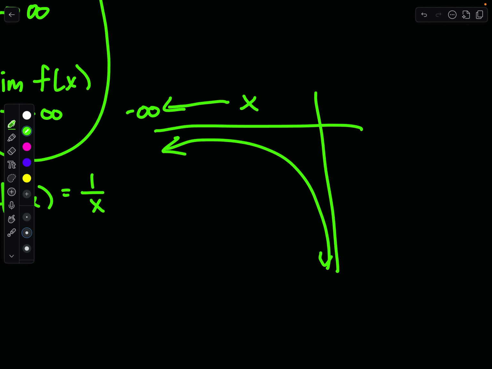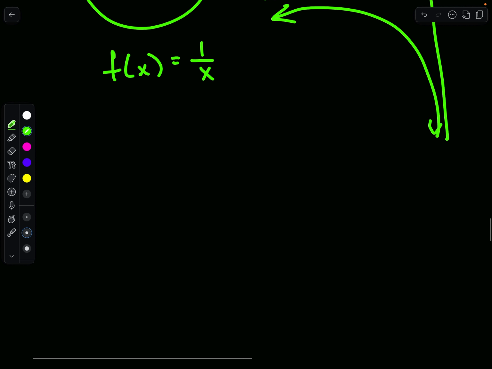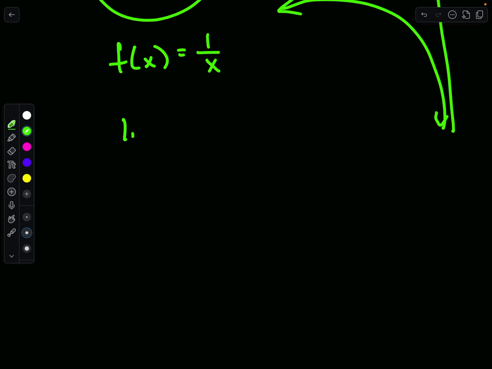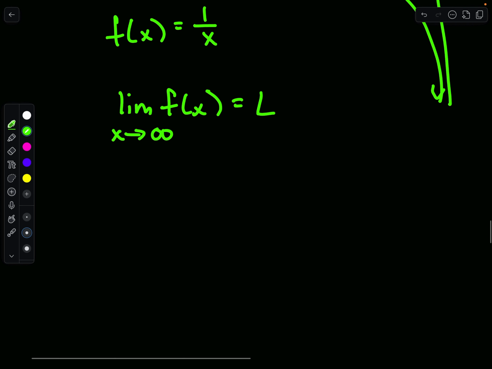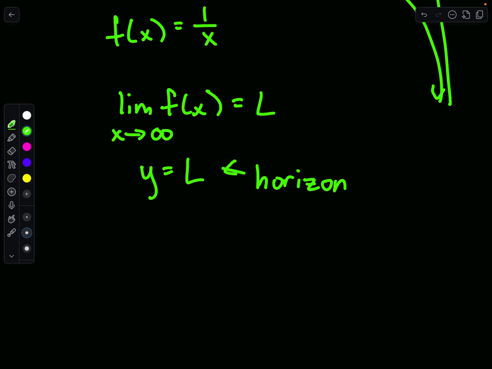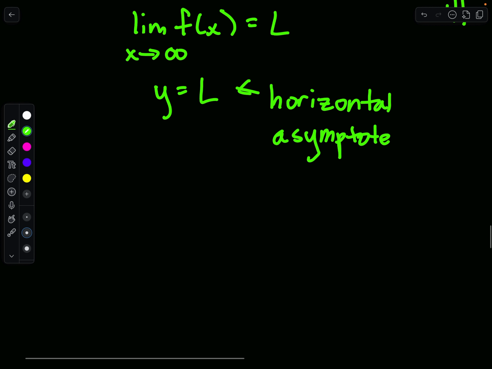Now a horizontal asymptote is what limits to infinity really tell us. So a horizontal asymptote is a value that the function approaches as x goes to infinity or negative infinity. We can say that if the limit as x goes to infinity of f of x is equal to L, then y equals L is a horizontal asymptote. Now let's look at some examples of this.